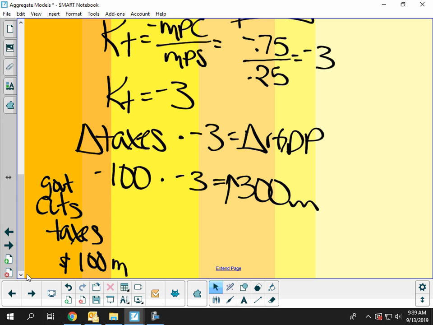Okay. All right. So here's the tax problem, and this was government cuts taxes by $100 million, and it led to a $300 million change. Kaylee, do you remember what our spending multiplier was for those same MPCs and MPSs that we talked about yesterday? I mentioned it earlier. Yeah, it was positive 4, right? And so remember that was some sort of change in.